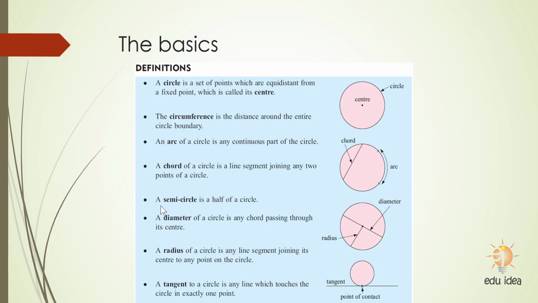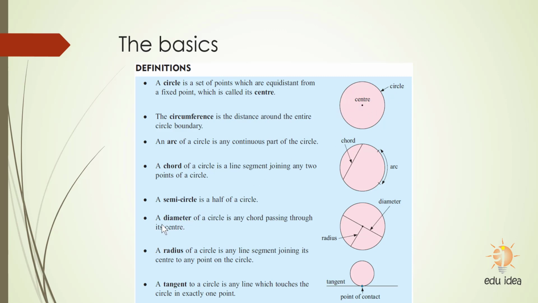Okay, the next one is a semicircle, which is half a circle. If you drag a straight line through the center to the left and to the right, for example, like this, right? You're splitting the circle into two equal parts. So that is what we call a semicircle.